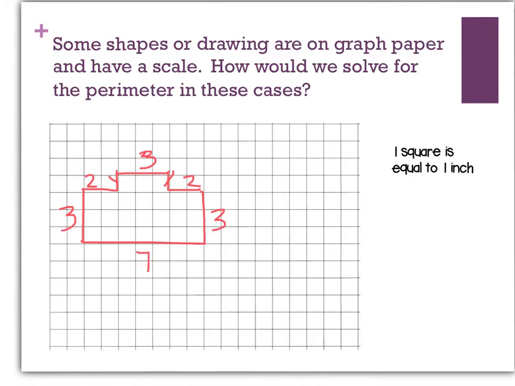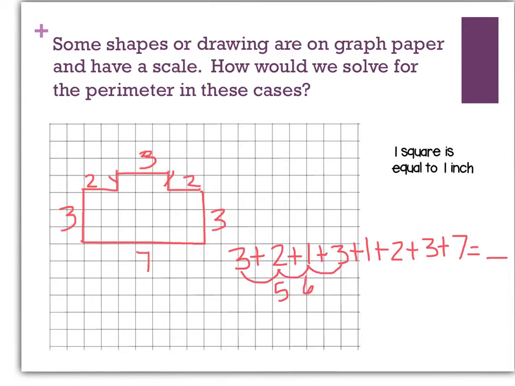So I have 3 plus 2 plus 1 plus 3 plus 1 plus 2 plus 3 plus 7. I need to find the answer to that. Let's do this together. I know that 3 and 2 is equal to 5, and 5 and 1 is equal to 6, and 6 and 3 is equal to 9, and 9 with 1 more is equal to 10, and 10 plus 2 is 12, and 12 plus 3 more is 15.